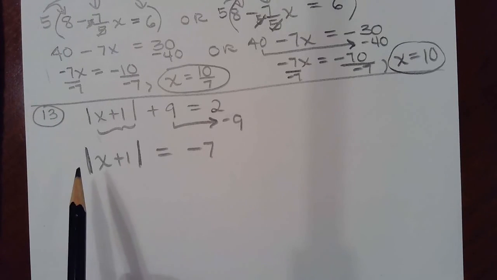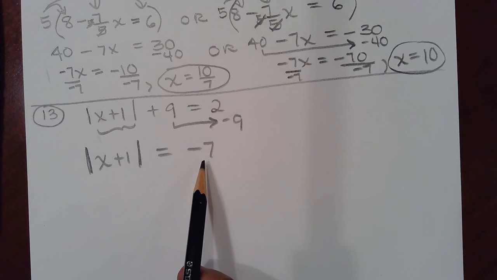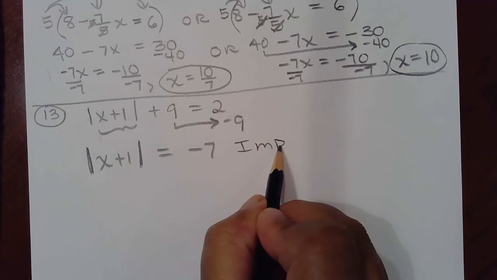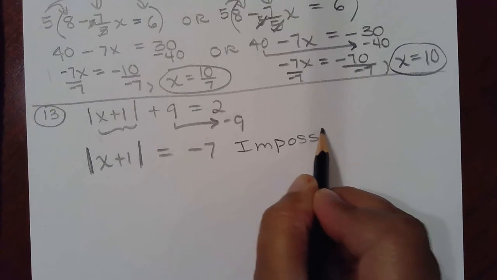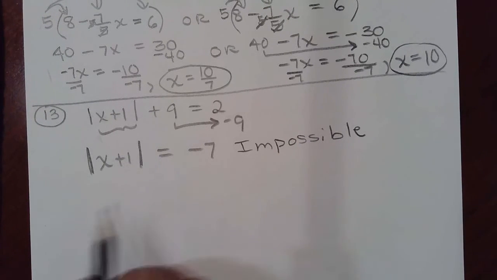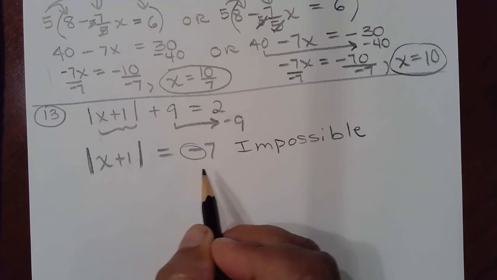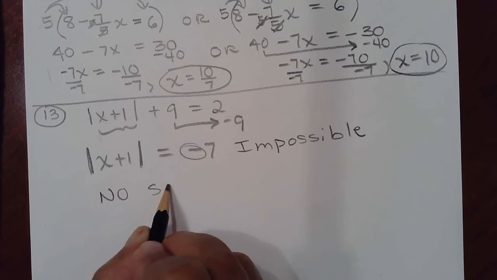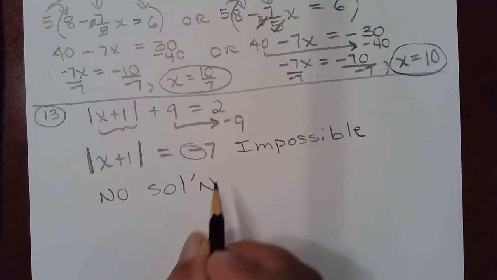So whenever you have an absolute value equal to a negative number, that's impossible. So for this particular case, once you isolate that absolute value symbols, if it's a negative number right here, that is impossible for that to occur. Therefore, there is no solution. Absolute value cannot be negative.